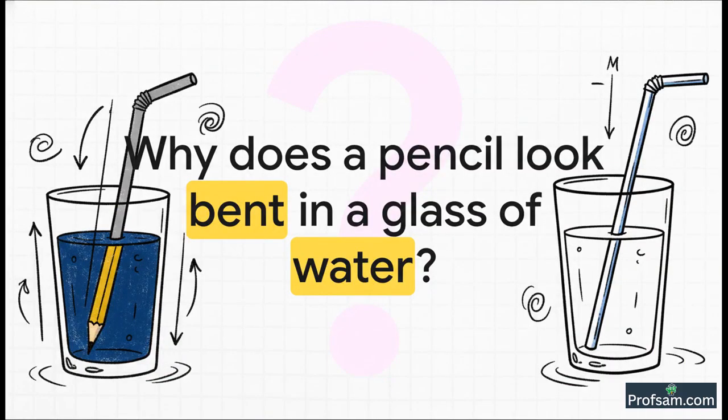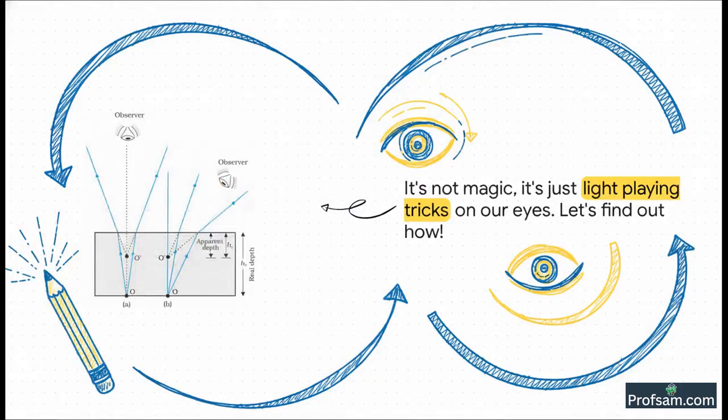Okay, so chalo, let's start with a very simple question. You've all seen this, haven't you? You put a pencil or maybe a straw in a glass of water and it suddenly looks bent. It looks broken right where it enters the water. So what's going on here? Is it some kind of magic trick? Well, no, it's not magic at all. It's pure, simple physics. It's just light playing a few simple tricks on our eyes.